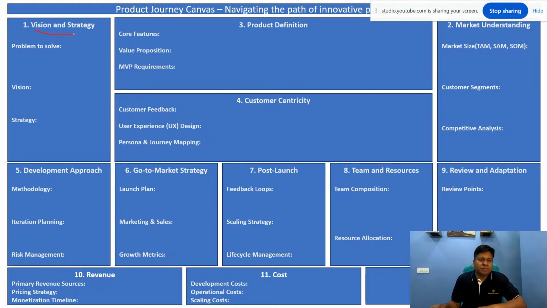First of all, what is your vision and strategy? What problem are you solving? What is your vision? What do you want to be? Where do you want to be? What is your strategy to fulfill your vision, to solve the problem?